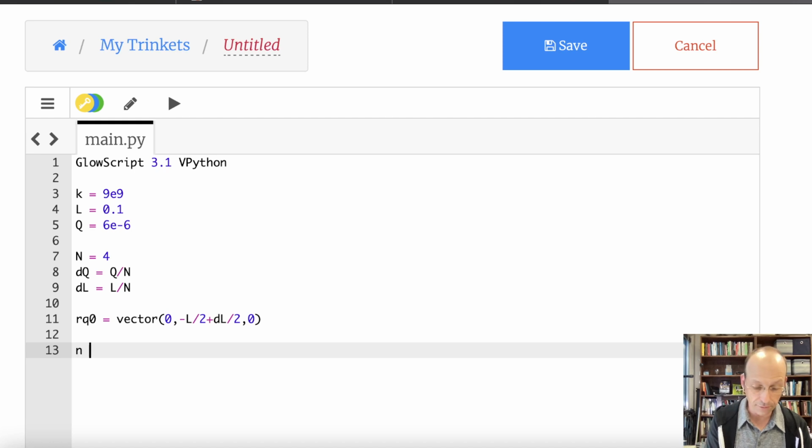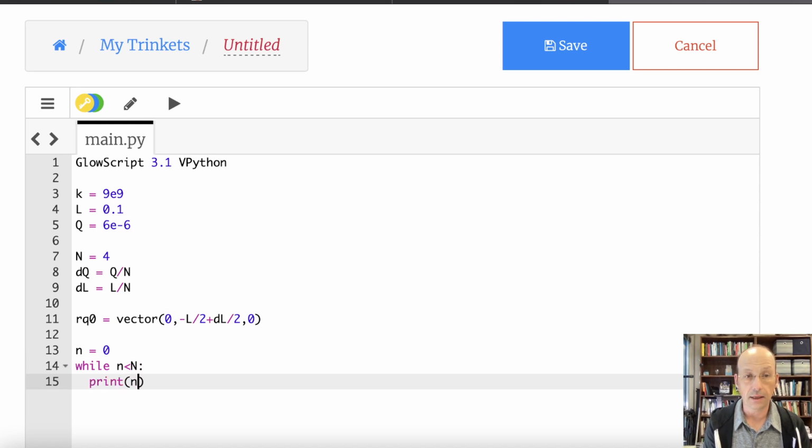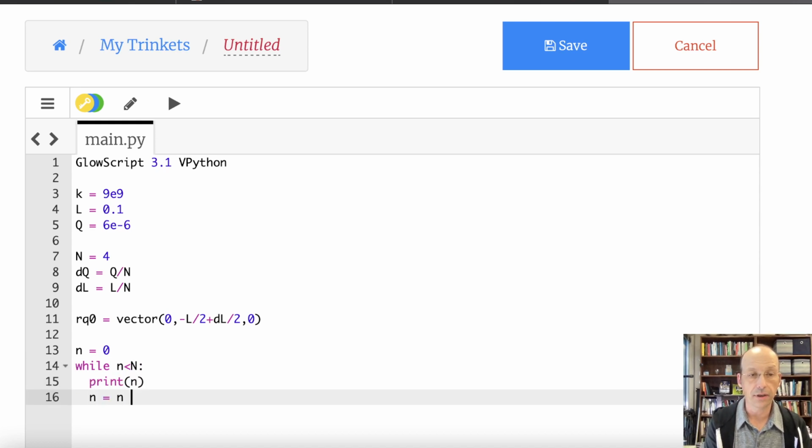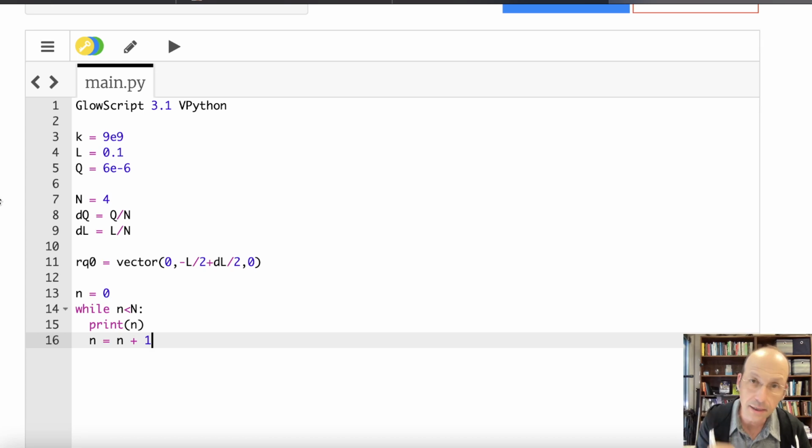Okay, now I'm going to do this. N equals 0, while n is less than N, print n, n equals n plus 1. And there are multiple elegant ways to do this, but I really like focusing on the ways that make the most sense. Sometimes we try to do things the elegant way, and it's too intimidating for students. The important thing is the idea, not the implementation.